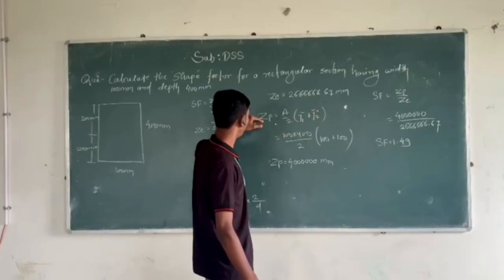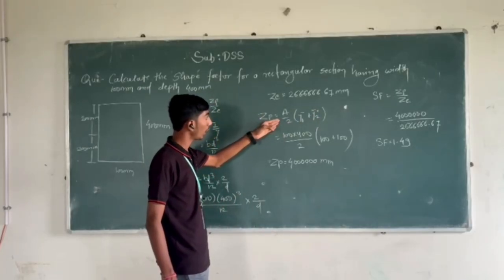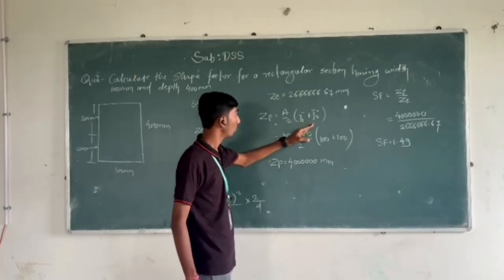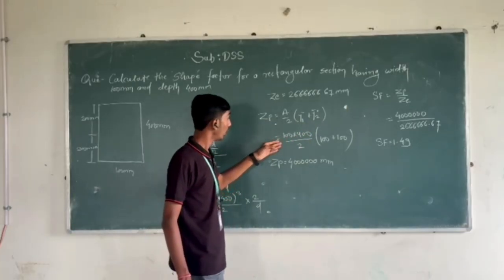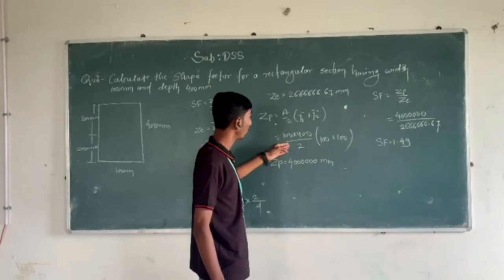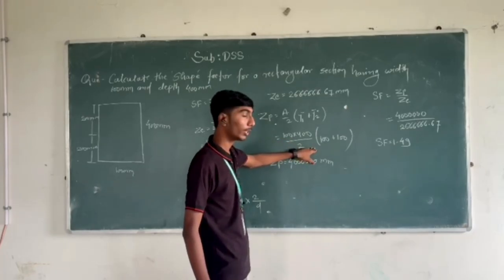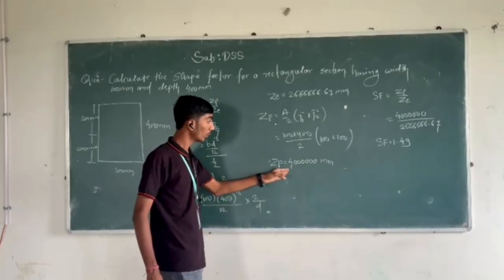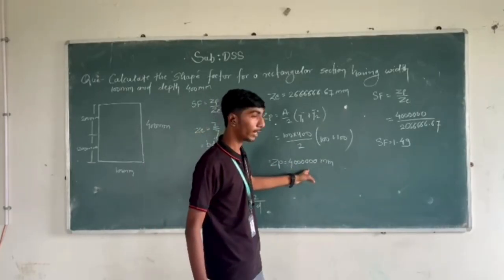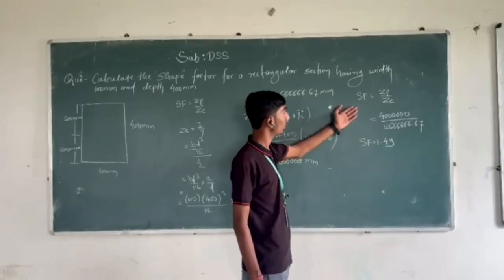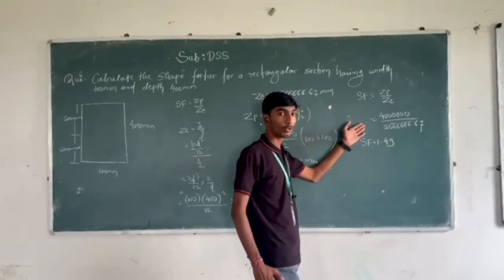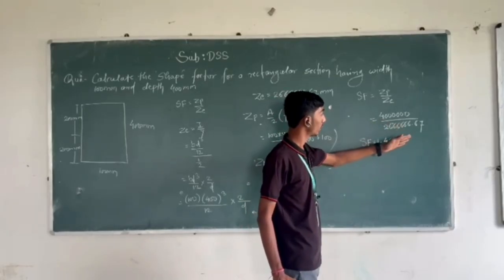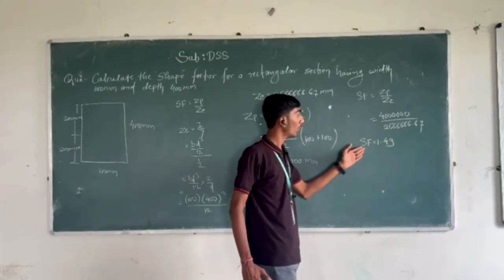2666.67 mm, and ZP is equal to A upon 2 in bracket Y bar 1 plus Y bar 2, is equal to 100 into 400 upon 2 in bracket 100 plus 100. ZP is equal to 4000 mm. Then SF is equal to ZP upon ZE, is equal to 4000 upon 266.67. SF is equal to 1.49.